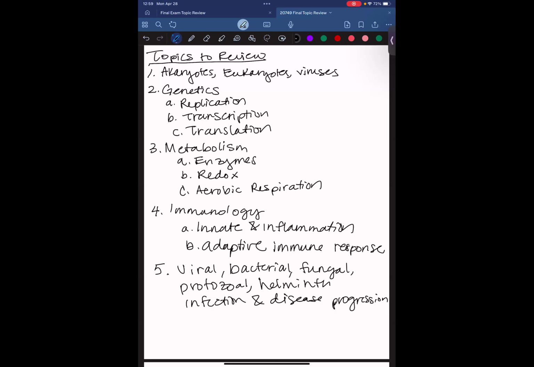I'm going to give a brief summation of our prokaryotes and our eukaryotes and our viruses. It's been a little while, so I want to make sure that we have our foundations there. Then we're going to do genetics, then the metabolism stuff, and then the immunology stuff. And if we have time, we will try to put it in perspective of the viral, bacterial, fungal, protozoa, and how much different kinds of infections and the disease progression, but odds are we're not going to get to that.